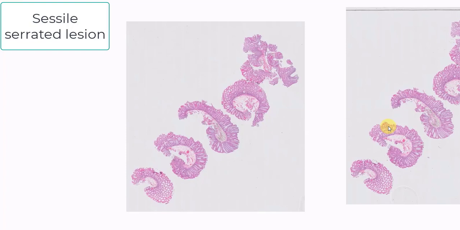Hi there. So I'm going to talk about sessile serrated lesions. We used to call them sessile serrated lesion slash polyp. The word is lesion, although I'd so much prefer the word adenoma. Again, this is for your first year trainee.